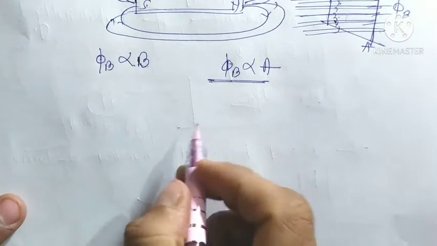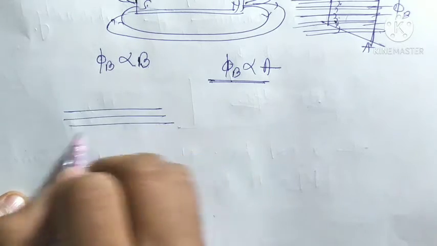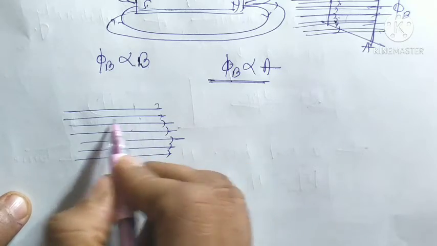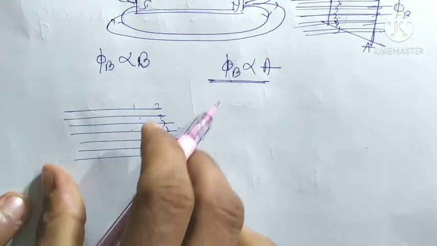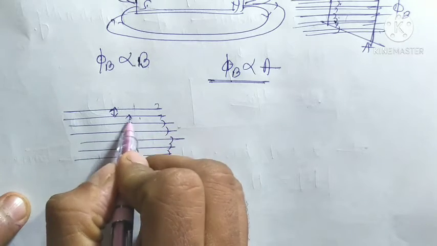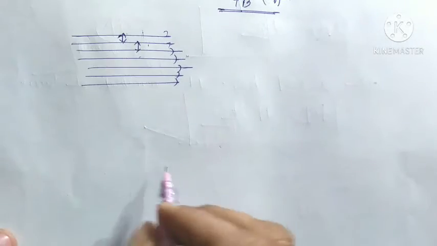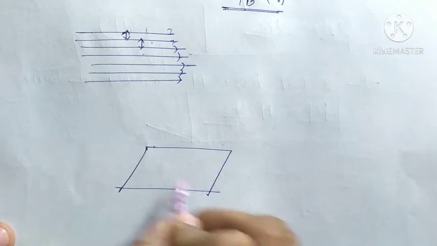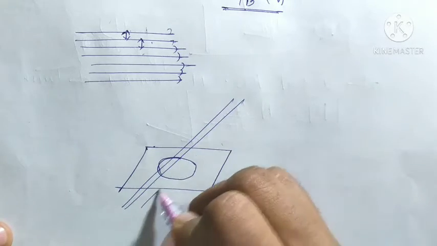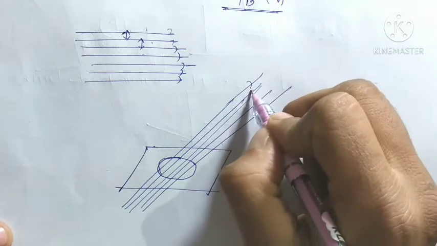Here we take any surface in a uniform magnetic field. We already know that these are uniform magnetic fields, where all the field lines are parallel to each other and equidistant from the other magnetic field lines. We take a very small area here, and a uniform magnetic field line is passing through this surface.